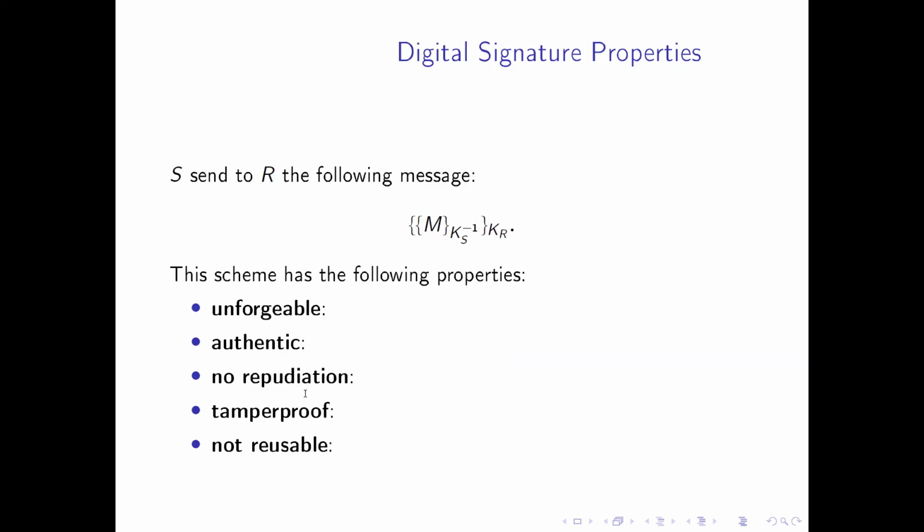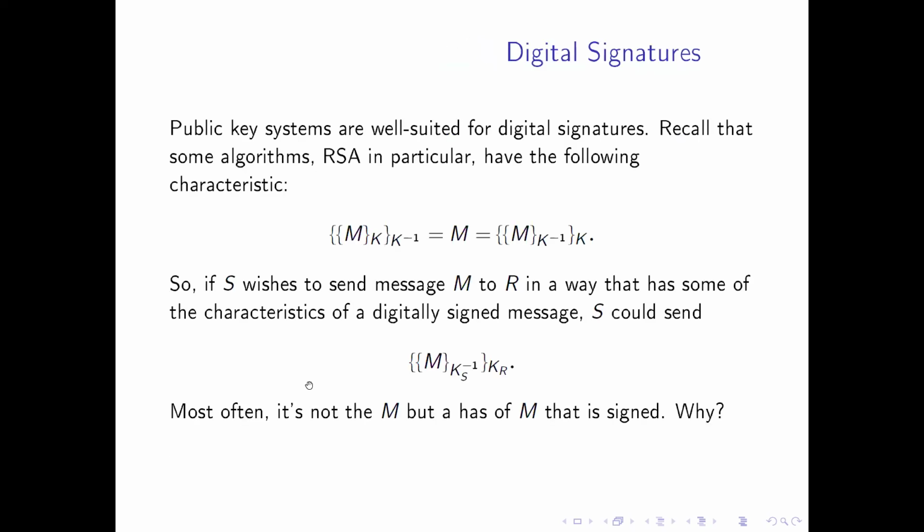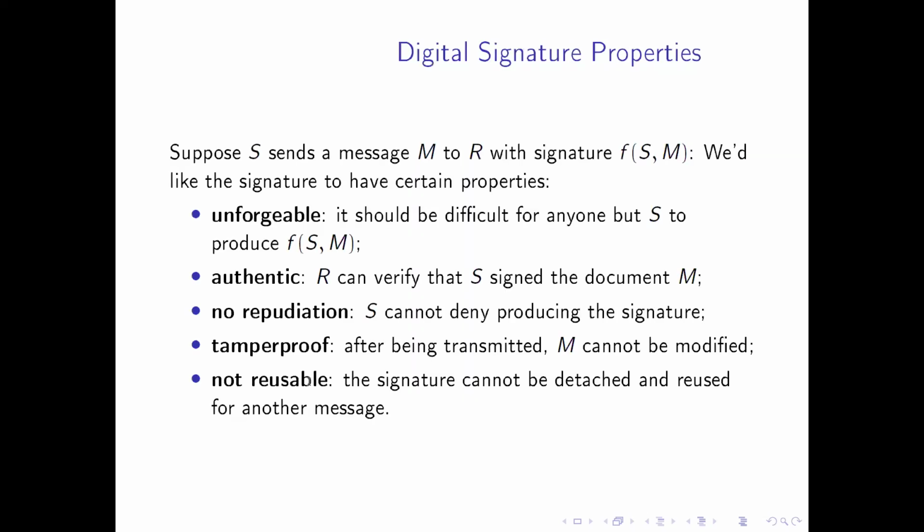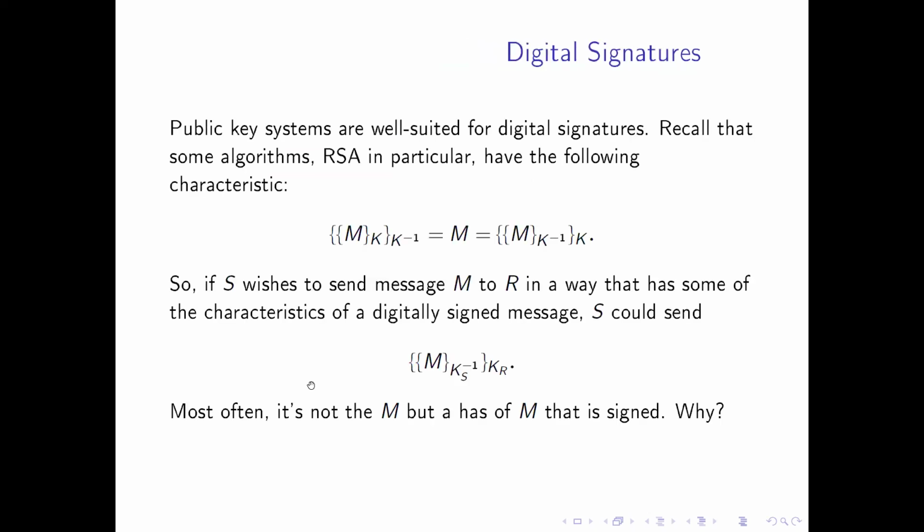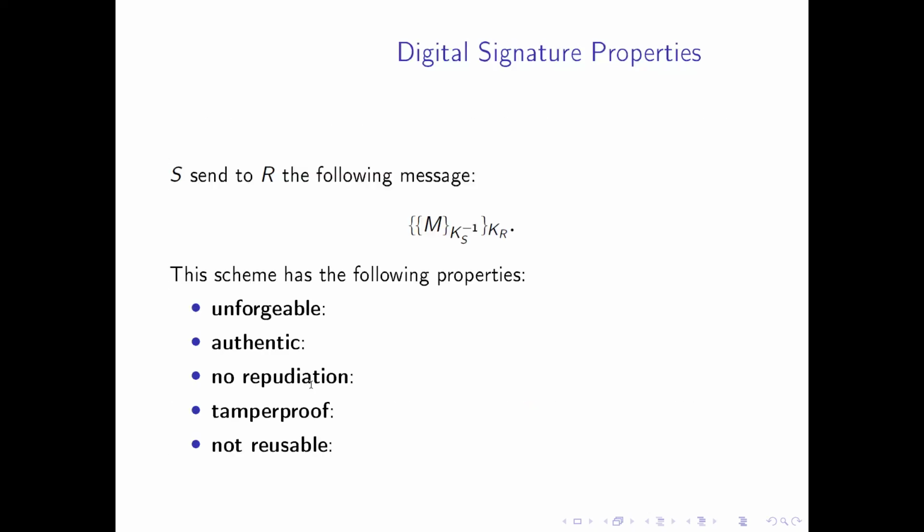So let's go back to those properties. Let's talk about why this has those properties. Remember, this is the message that they're sending. And remember, the five properties we want: it to be unforgeable. So again, I'm just going to remind you of the definitions of these things. Unforgeable: it is difficult for anyone but S to produce it. It's authentic, it's irrefutable, I can't deny it. It's tamper-proof and not reusable. So let's talk about each of those for this message.